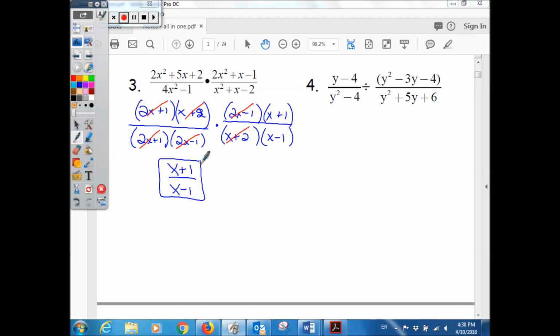Number 4 is similar, except this time we're dividing. So we use the principle that says when you're dividing fractions, you keep the first fraction as it is, change to multiply, and change the second fraction to its reciprocal.